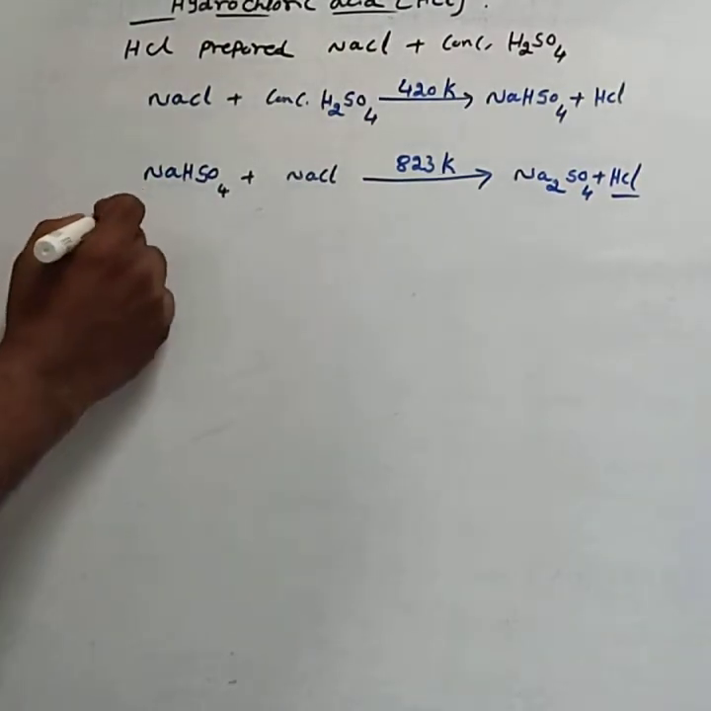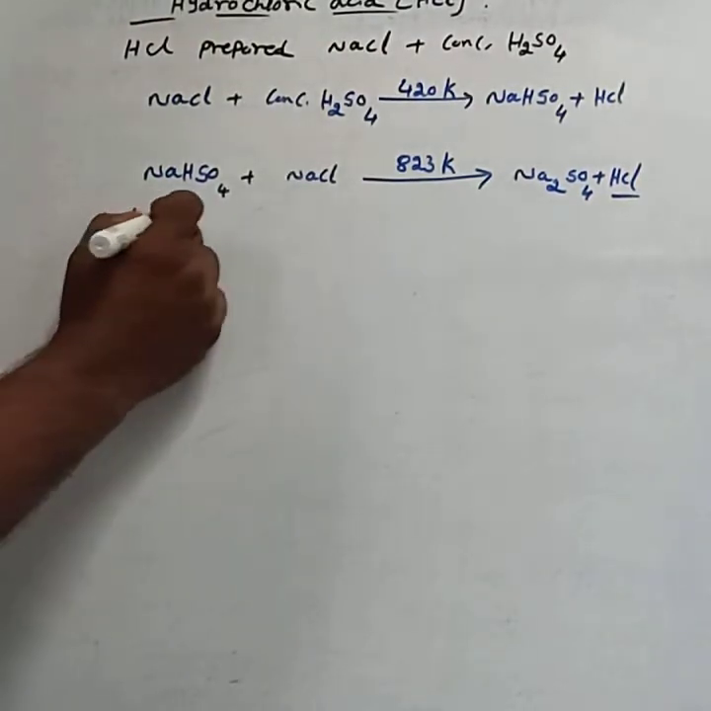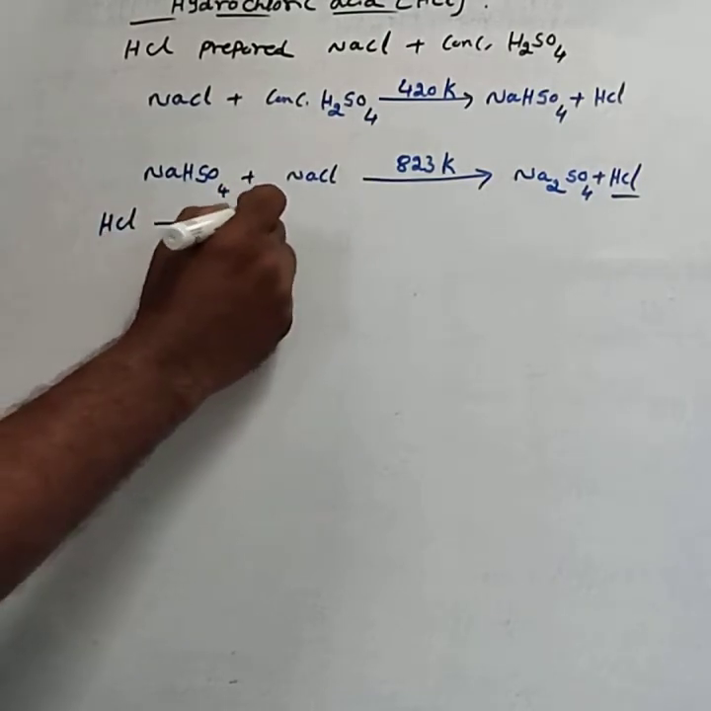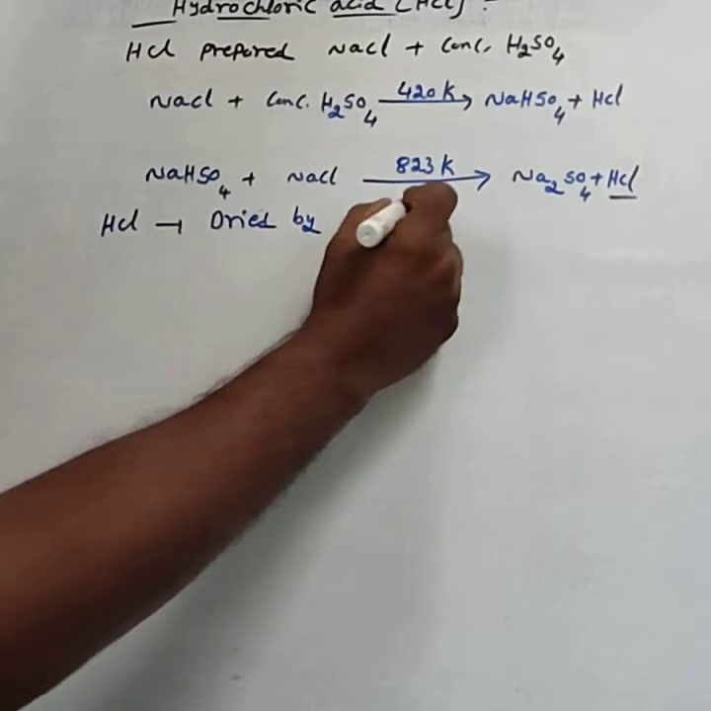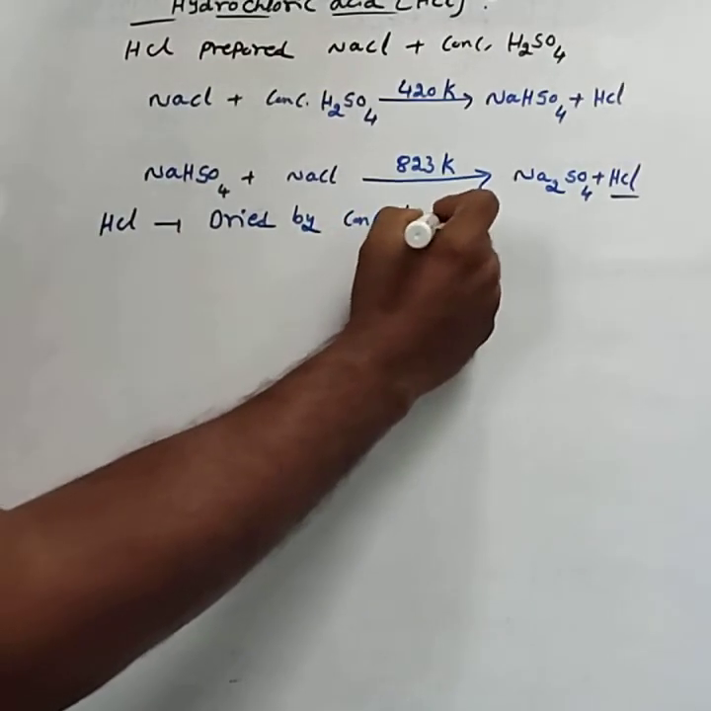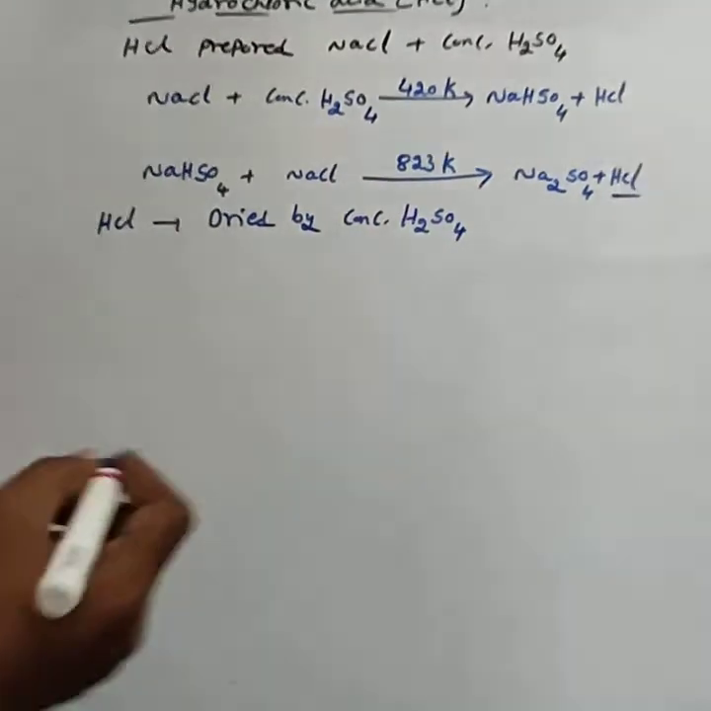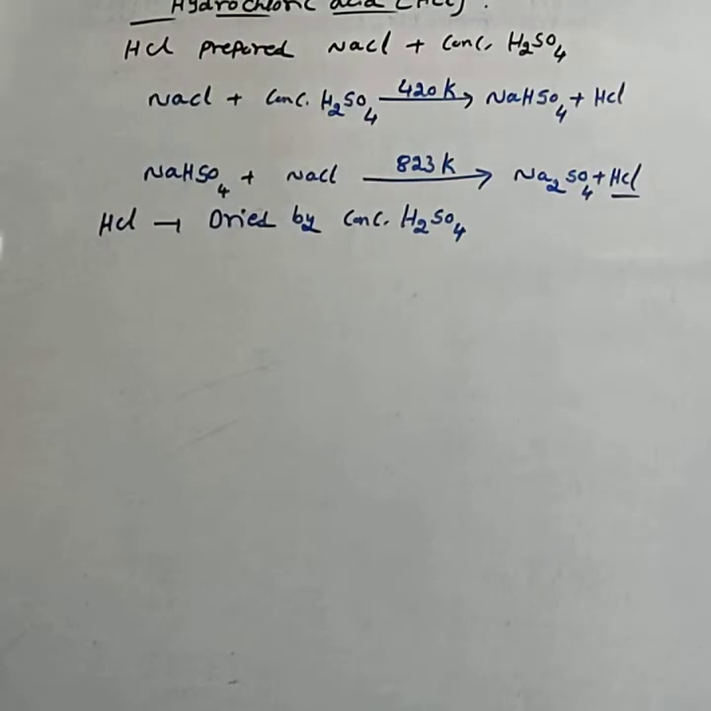The formed HCl can be dried by using concentrated H2SO4, because H2SO4 is a strong dehydrating agent, a drying agent. Hence, the formed HCl can be dried by using concentrated H2SO4. This is about the preparation of HCl.